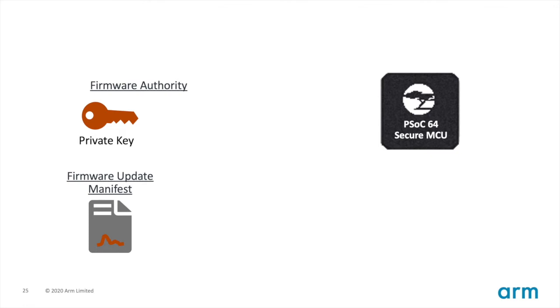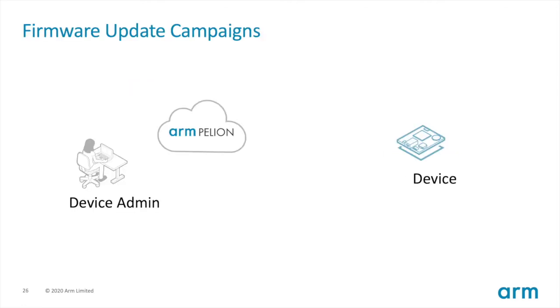During the firmware update campaign, the manifest gets sent to the devices. Each device verifies the signature using the corresponding public key stored in its firmware authority certificate. If everything is correct, then the device itself will determine that it can start downloading the firmware payload. Let's review the full firmware update process.